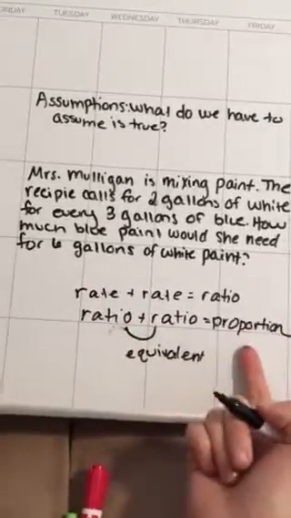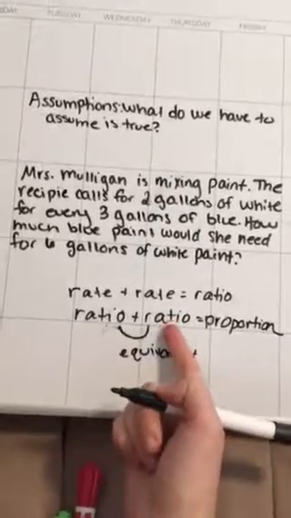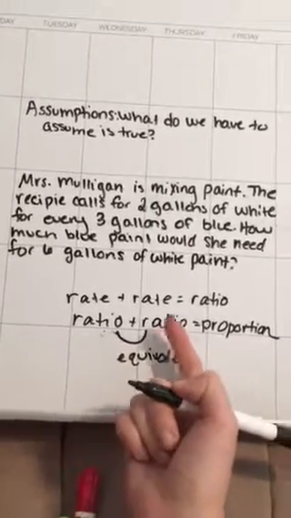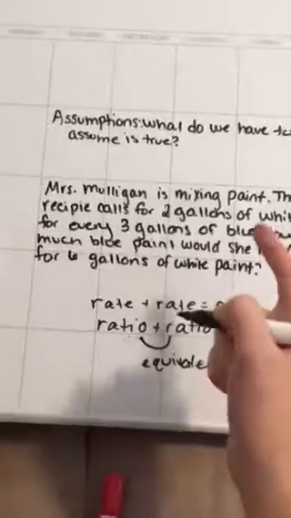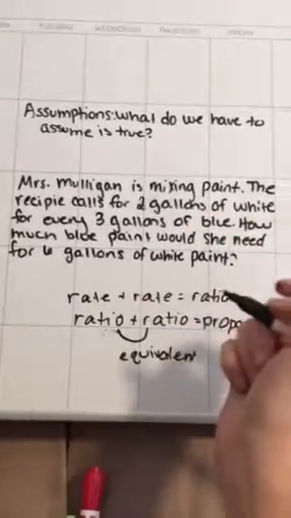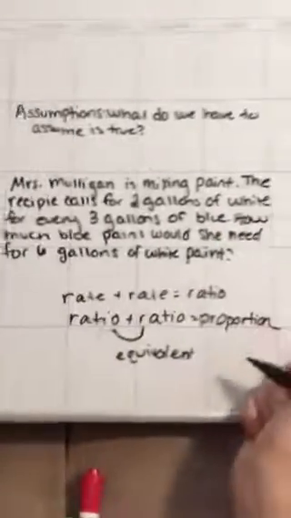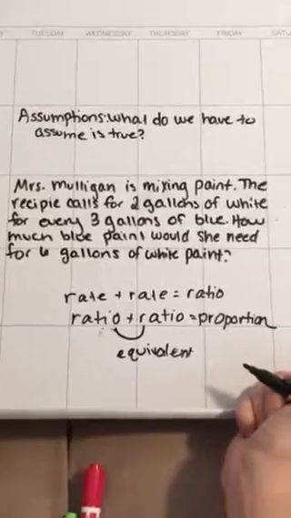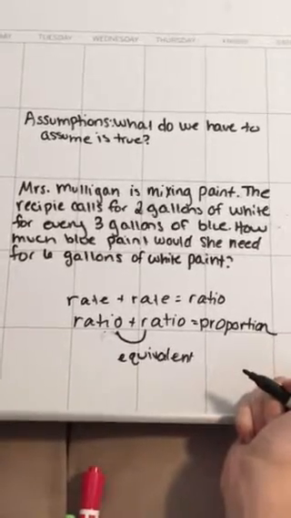And if we're going to solve for a proportion, then we have one piece of information missing. So let's look at the following. Mrs. Mulligan is mixing paint. The recipe calls for 2 gallons of white for every 3 gallons of blue. How much blue paint would she need for 6 gallons of white paint?